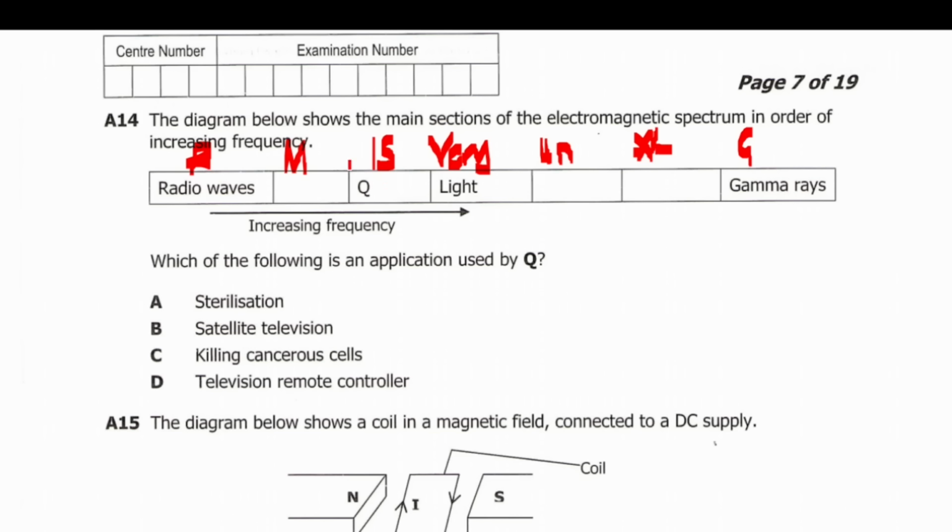So what is an application of infrared provided down here? A, it is used in what? Sterilization, no. Satellite television, no. Killing cancerous cells, no. Television remote control, yes. So our answer is D.